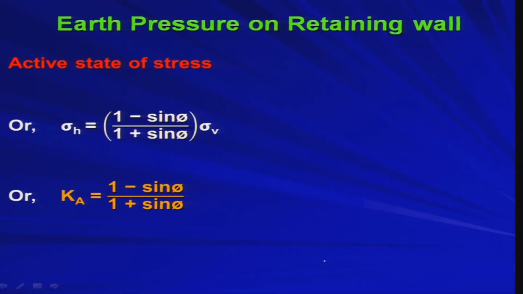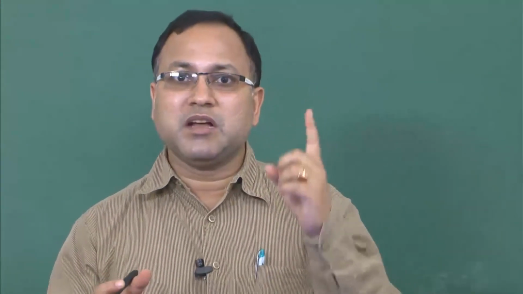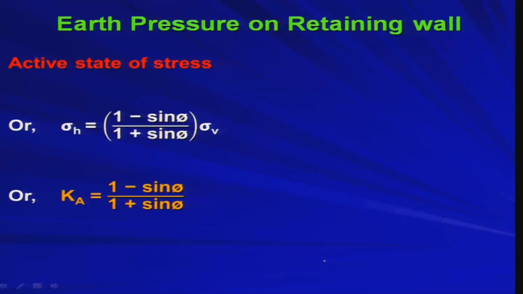So, what is sigma 3? Already we have discussed, sigma 3 is nothing but the minor principal stress. In which direction is it acting? It is acting in the horizontal direction. So, sigma 3 is nothing but sigma h, and what is sigma v? Sigma v is nothing but the major principal stress, that is sigma 1. So, sigma 1 is sigma v and sigma h is sigma 3. So, from the previous expression we can write sigma h is equal to 1 minus sin phi by 1 plus sin phi into sigma v.